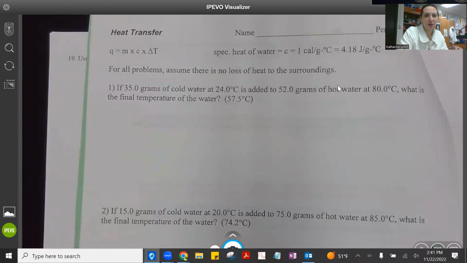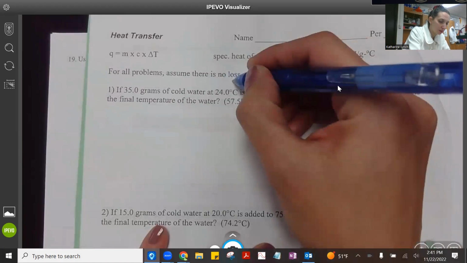Hey chemists, this video is about heat transfer and the use of Q equals MC delta T in really a calorimetry problem, that heat in equals heat out. And on paper, we're going to assume perfect on paper. There's no heat loss to the surroundings on these problems.